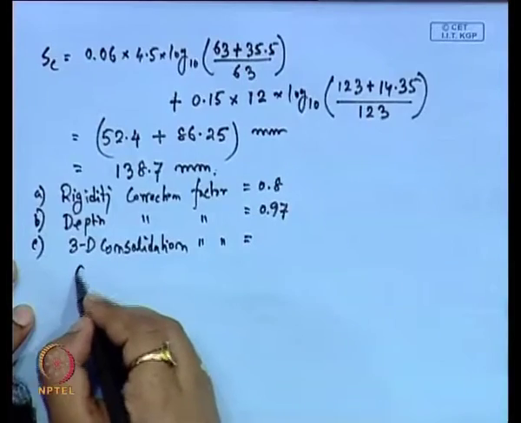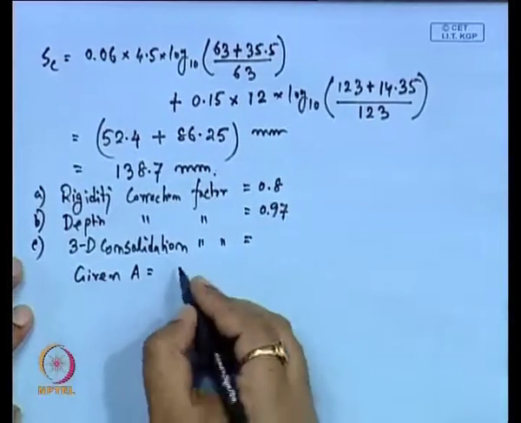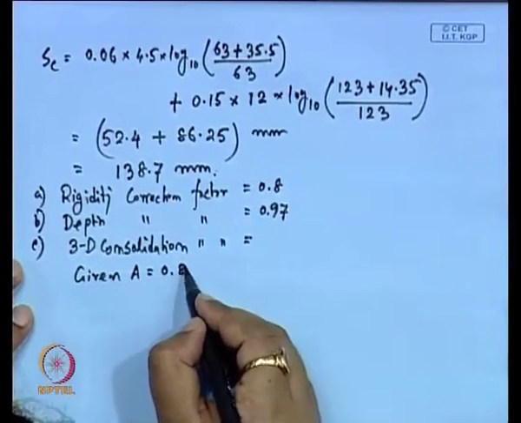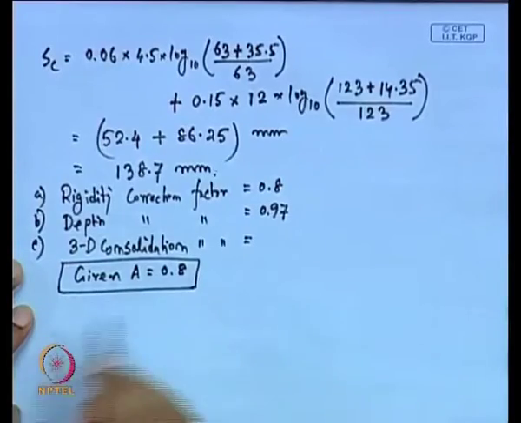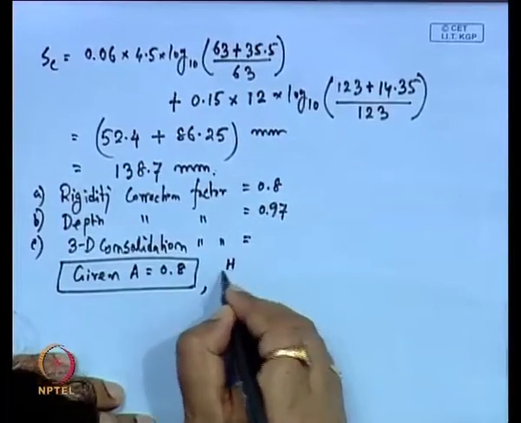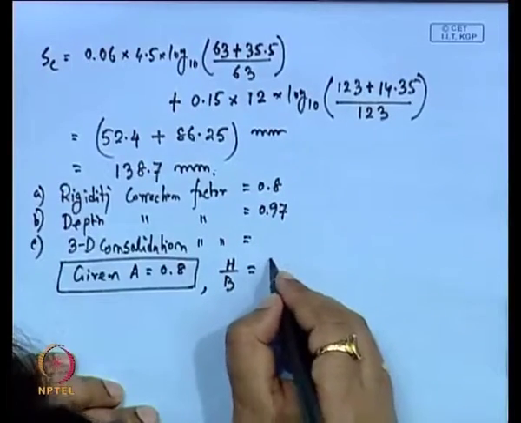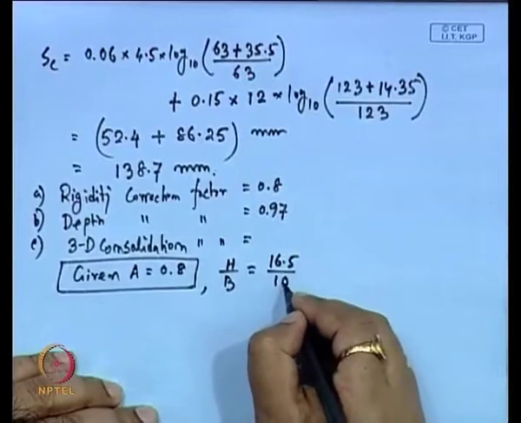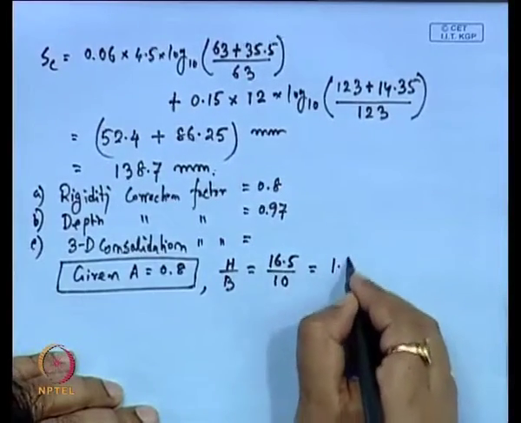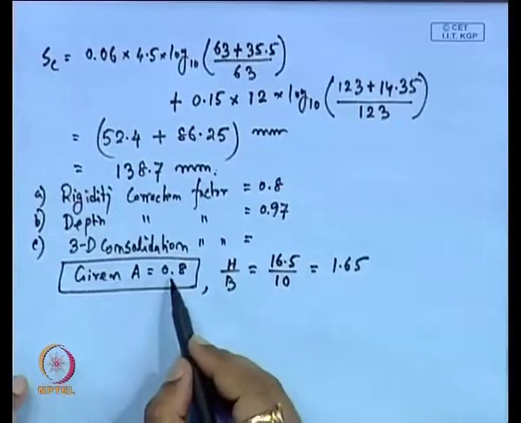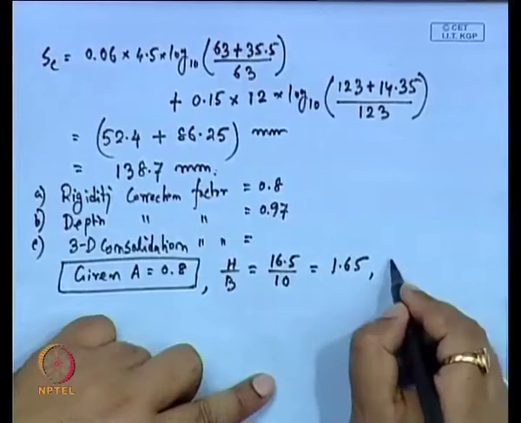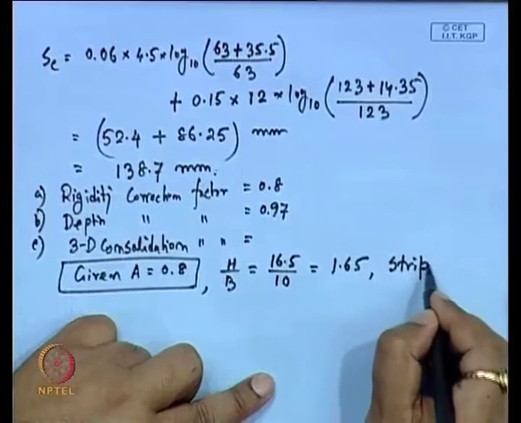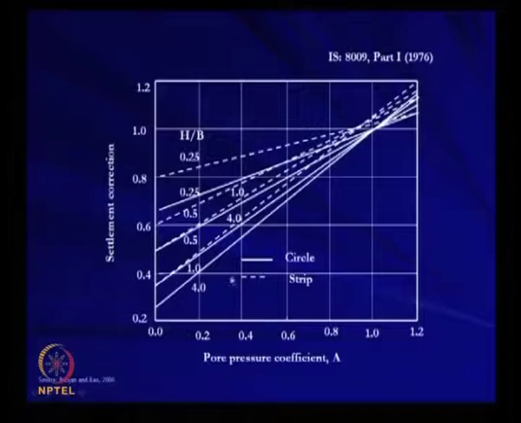Now, for this question, it is given that the A value can take 0.8, and for H by B, the total thickness I consider is 16.5 and B is 10 meter, the width of the footing. So, this is 1.65. So, the A value is 0.8 and H by B is 1.65, and we can consider it a strip footing, because in this chart only the circle and the strip are given. So, here we consider a strip one.